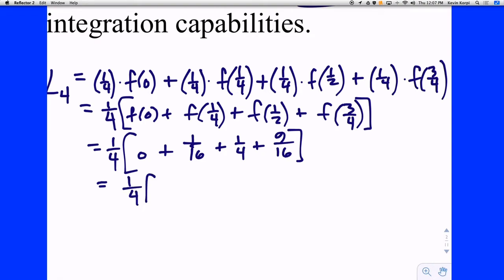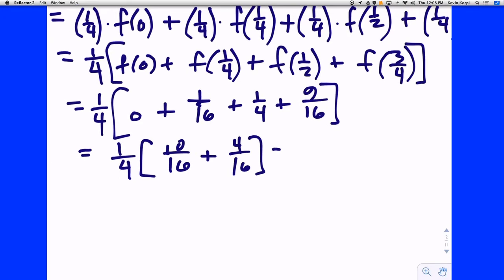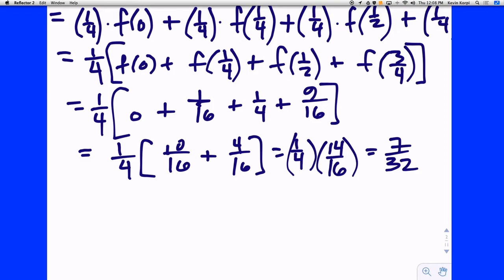So we get a 4th, and let's see, that's going to be 1/16 plus 9/16. That's 10/16. Let's get them all in terms of 16ths. How about 10/16 plus 1/4 is 4/16? So that's 14/16. Oh, did I multiply by a 4th? Sorry, times a 4th. Don't forget the 1/4 out front. 1/4 times 14/16, which simplifies to 7/32 after a little bit of work.